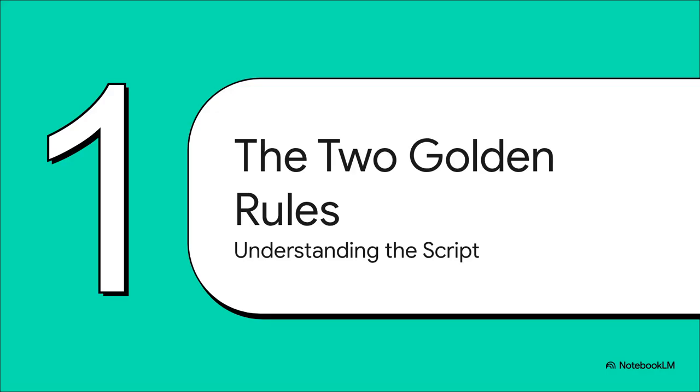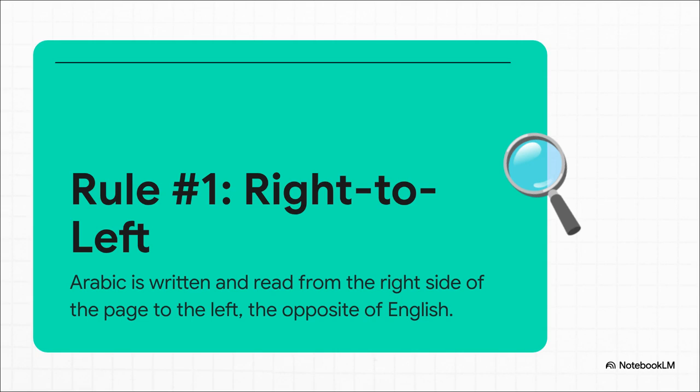All right, before we even look at a single letter, we need to get 2 foundational ideas down. Seriously, once you master these 2 concepts, everything else is going to start clicking into place so much more easily. Okay, rule number 1 is easy. We're just flipping things around. In English, you read from left to right, right? Well, in Arabic, you just go the other way, from right to left. That's it. It might feel a little strange for a minute, but you'll get used to it way faster than you think.